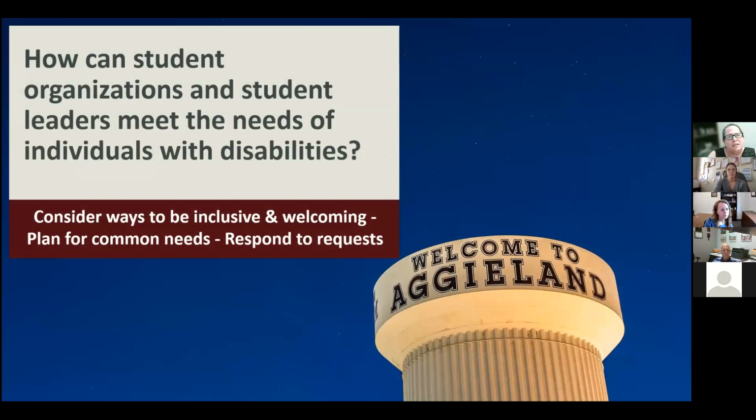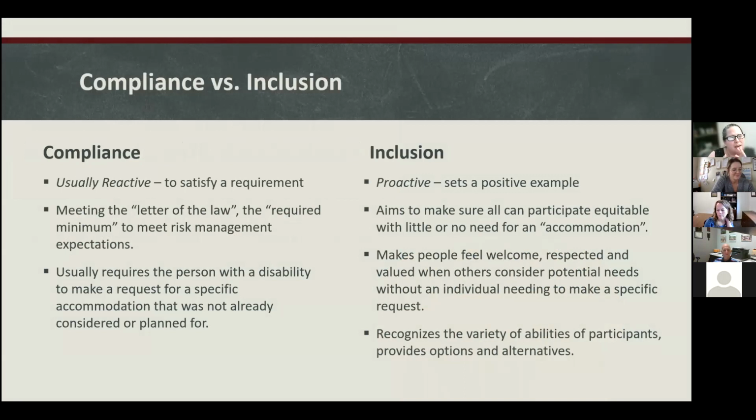So my main thing is, how can our student organizations and student leaders meet the needs of individuals? I want you to consider ways that you can be inclusive and welcoming, plan for those common needs, and then be able to respond to requests, because they're going to come in whether you ask for them or not. So the key thing I want you to talk about is the concept of compliance versus inclusion.